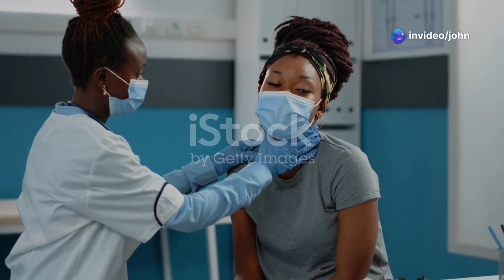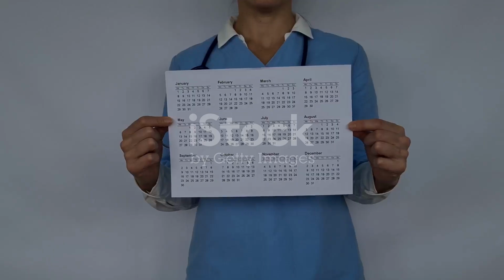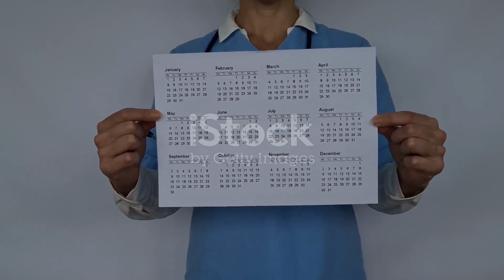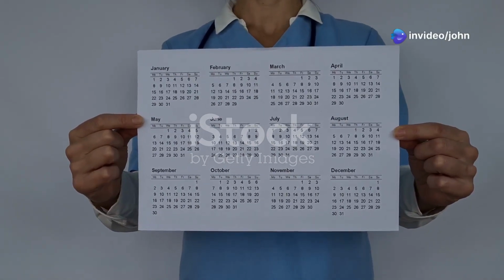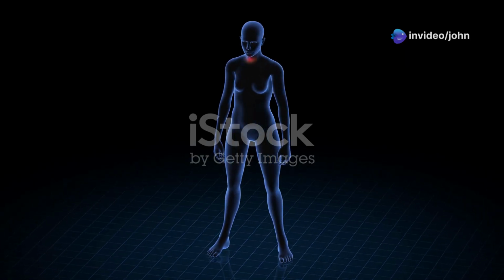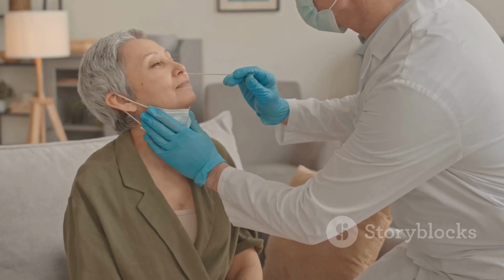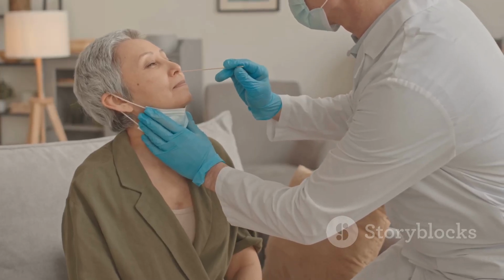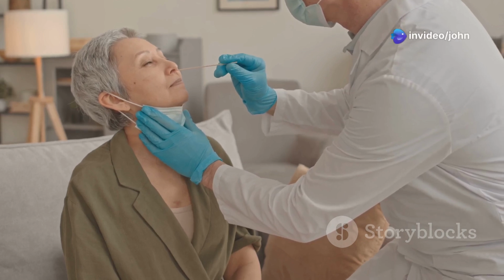Diphtheria presents a range of symptoms, varying in severity from mild to life-threatening. The incubation period, the time between exposure and the onset of symptoms, typically ranges from 2 to 5 days. Initial symptoms often mimic those of a common cold, including sore throat, low-grade fever, and swollen lymph nodes in the neck. As the infection progresses, the hallmark sign of diphtheria emerges: a thick gray coating on the back of the throat, known as the pseudomembrane.